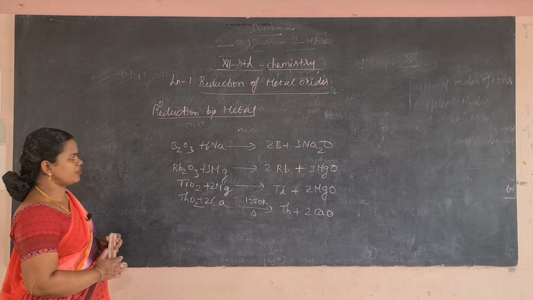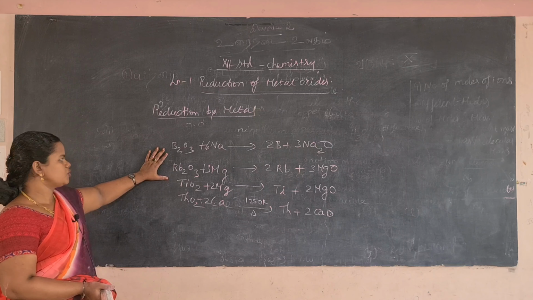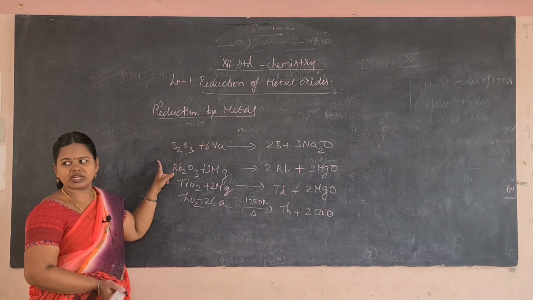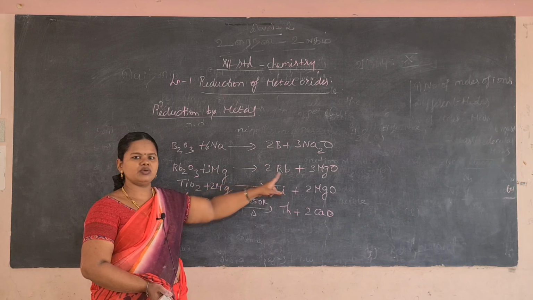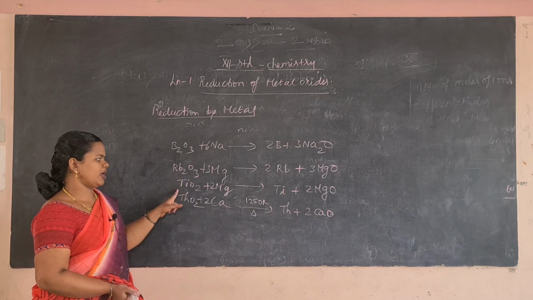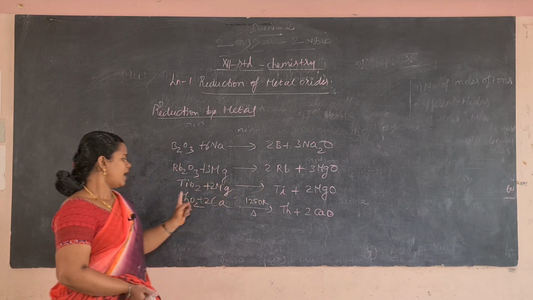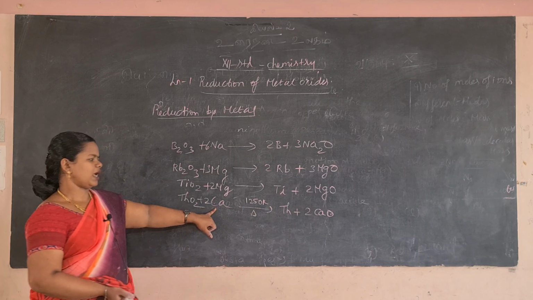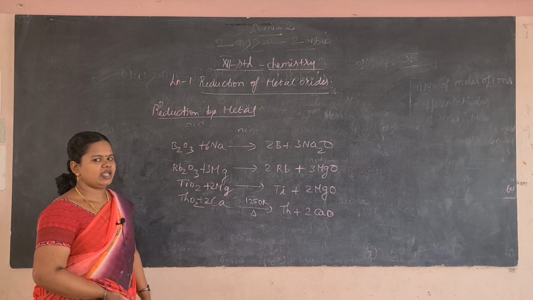So these are some examples of metals acting as reducing agents to reduce the metal oxide to metal. For example, B2O3 is reduced to B, and Cr2O3 is reduced to Cr using Mg, titanium dioxide is reduced to titanium using Mg, and ThO2 is reduced to thorium using calcium. So these are the examples of metals acting as reducing agents.